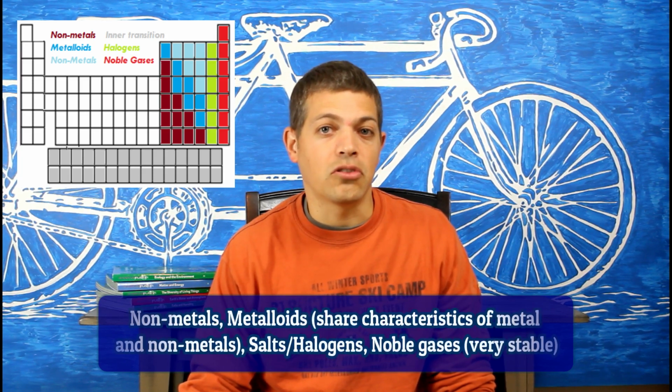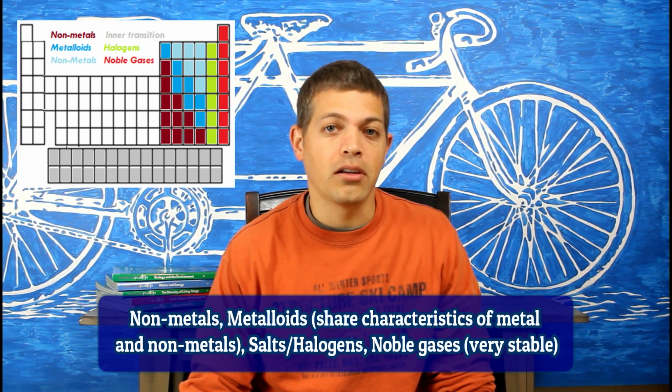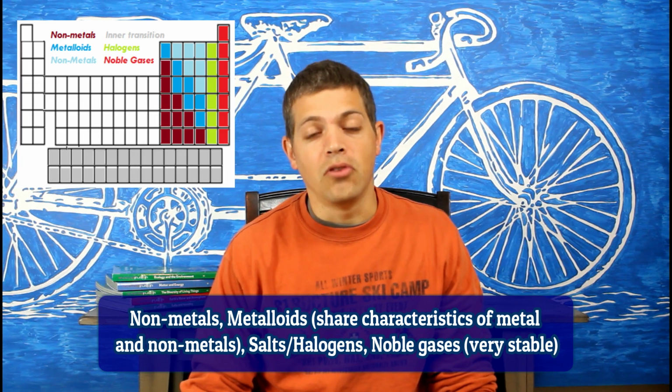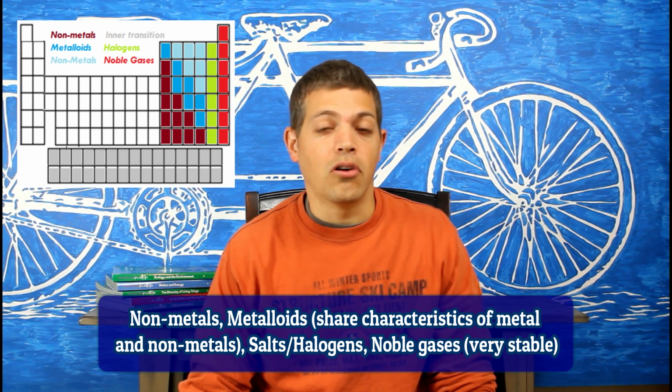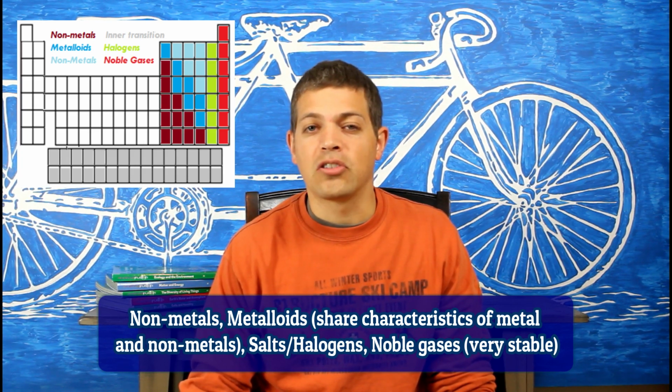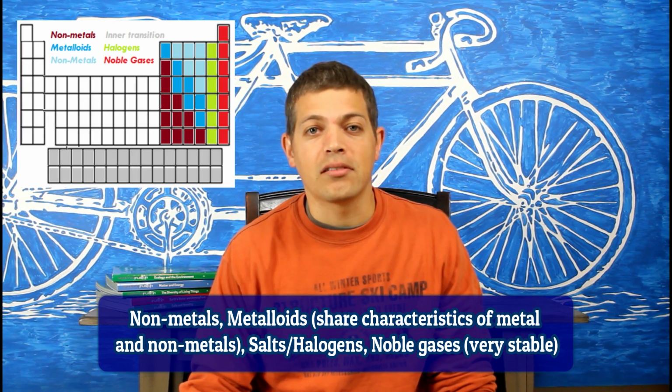On the right-hand side, we have a lot of different types of elements. We have nonmetals, which include the halogens, which are salts, like bromine and chlorine. We have the noble gases, which include argon and helium. These are really stable and are gases. On the bottom of the periodic table, we have 2 periods, which are the inner transition metals. These are really unique elements. A lot of those have radioactive properties.